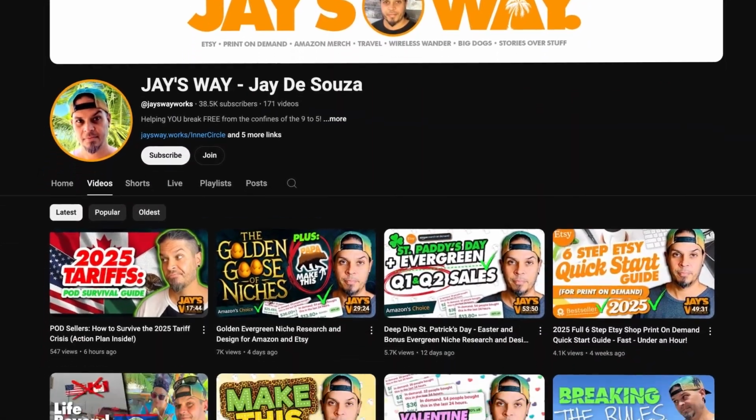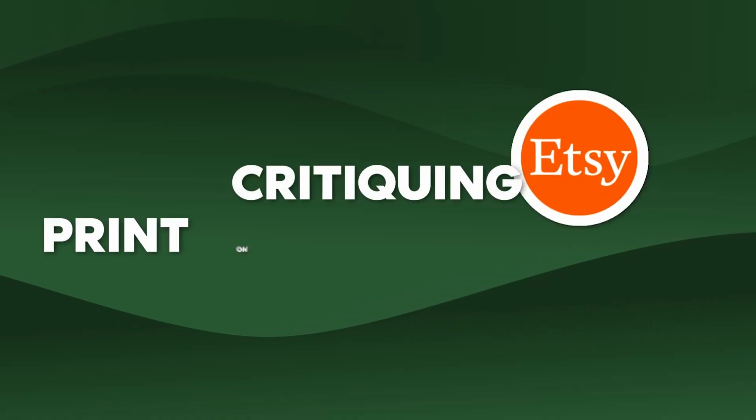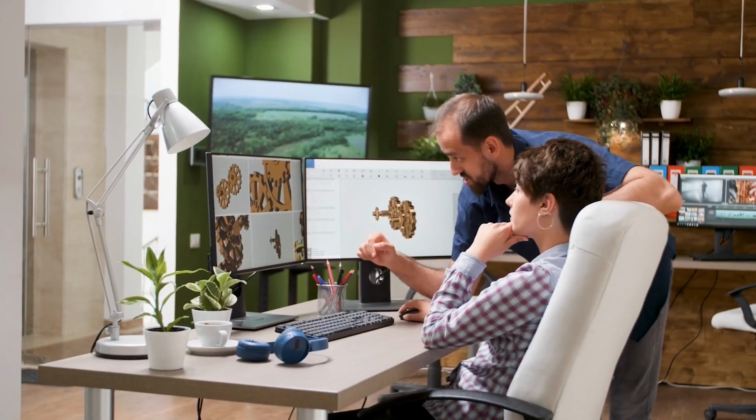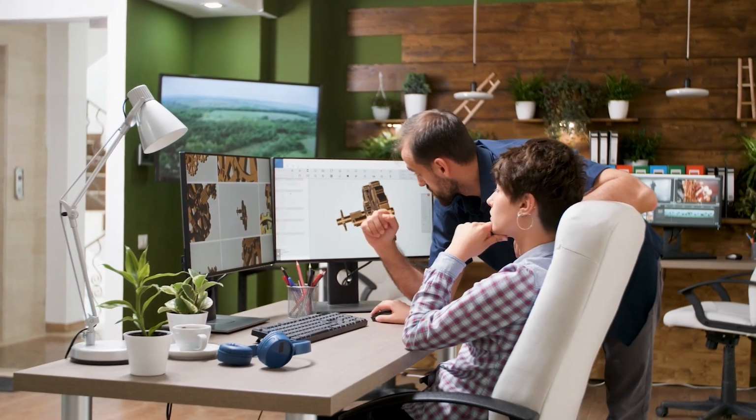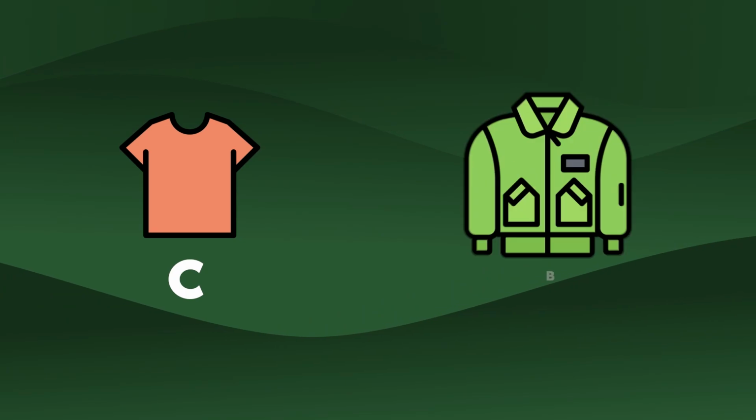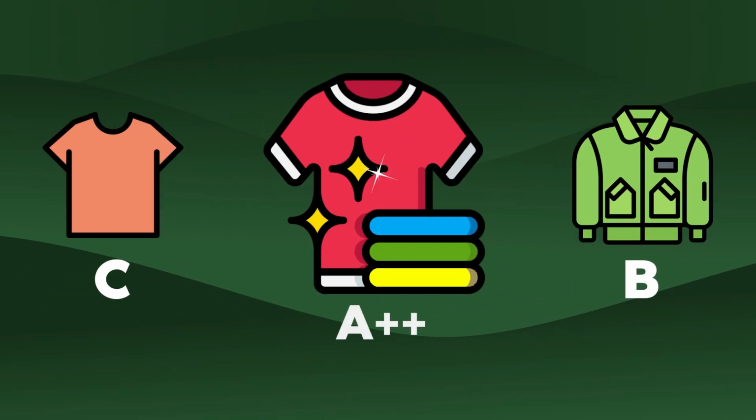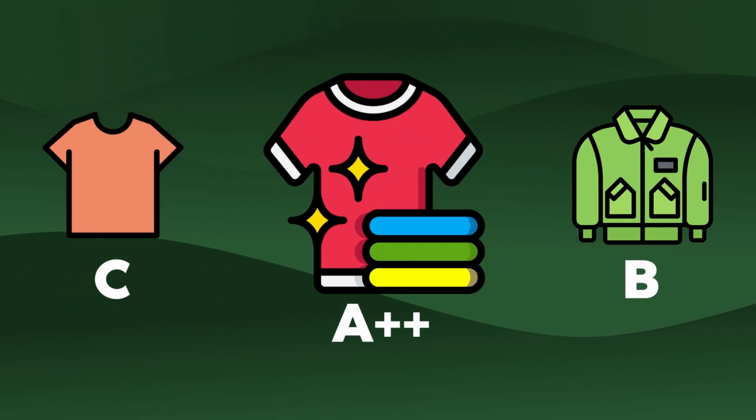What's up, guys? In today's episode, we're really excited because we have Jay from Jay's Way here critiquing print-on-demand designs live on camera. So if you are somebody that's personally struggling with trying to understand designing, or you feel like designing is holding you back in your print-on-demand business, we are going to be, like I said, critiquing listings live on camera and showing you how to turn C and maybe even B grade listings into the A++ listings that make you a lot of sales.